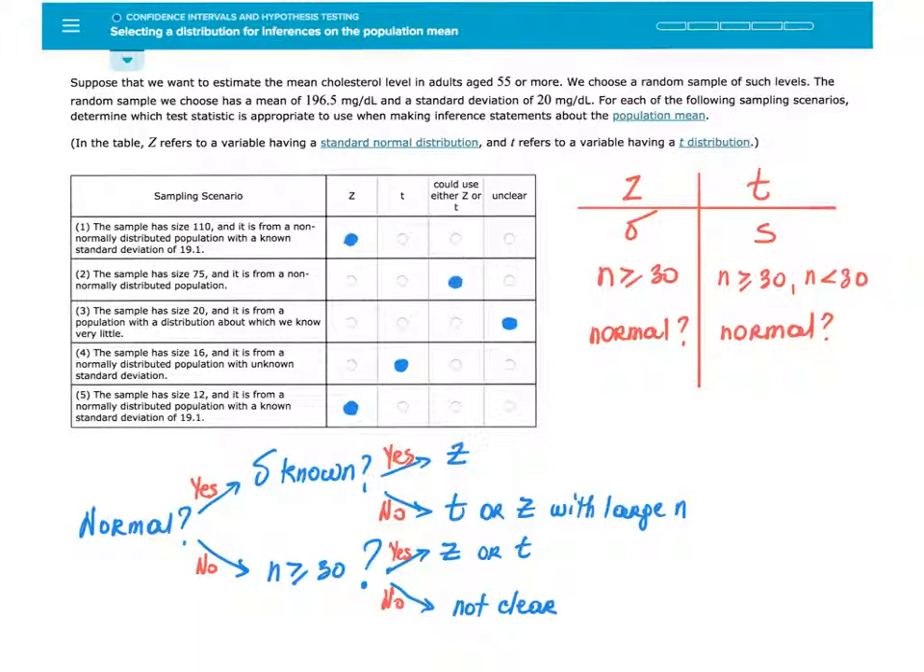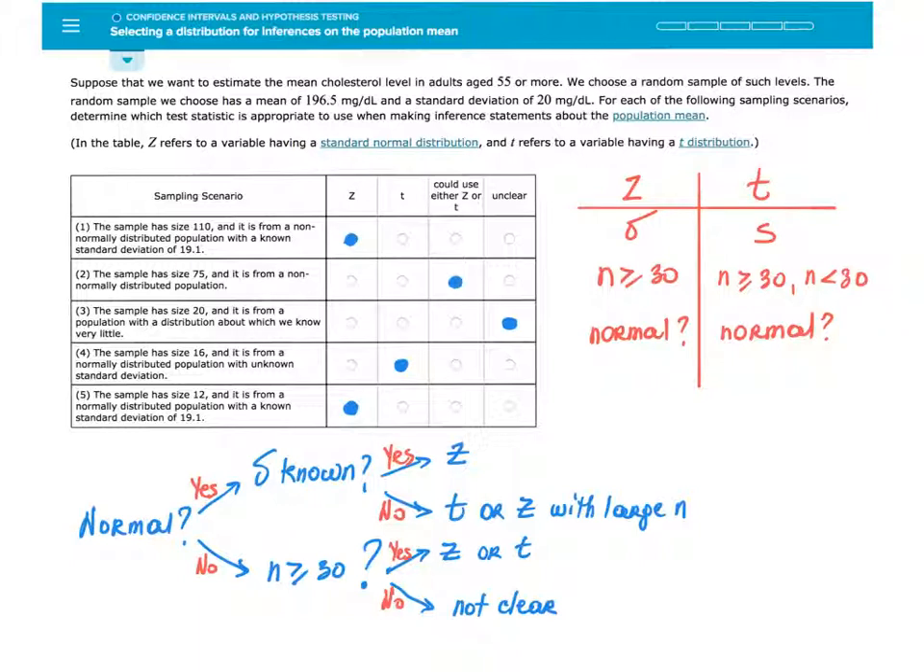Suppose that we want to estimate the mean cholesterol level in adults aged 55 or more. We choose a random sample of such levels. The random sample we choose has a mean of 196.5 milligrams per deciliter and a standard deviation of 20 milligrams per deciliter. For each of the following sampling scenarios, determine which test statistic is appropriate to use when making inference statements about the population mean.